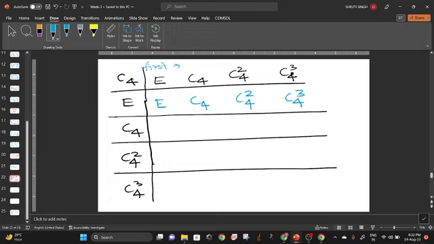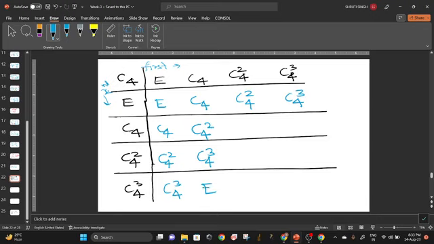So this is first, this is second. Now we have to read as E dot C4. This will be C4. E dot C4 square is C4 square. E dot C4 cube is C4 cube. Now C4 dot C4 is C4^2. Now C4 dot C4^2 is C4^3. C4 dot C4^3 will be E, right? C4^4 will be E.